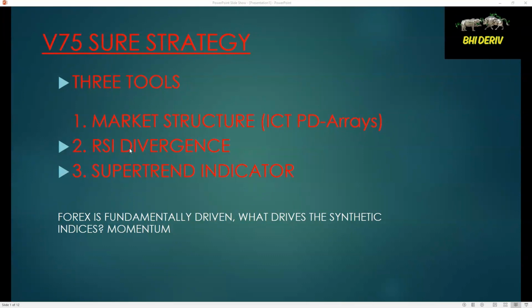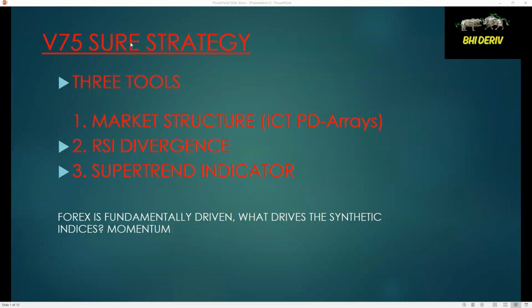Okay. So the second thing is RSI divergence, and the third one is the super trend indicator. Now, each of these can stand alone as a strategy. But the reason I am calling this the V75 sure strategy is not because it works only for V75. It can work for any volatility, jump, boom and crash, whatever you trade, but this is the most popular one. So let's use this as our case study.